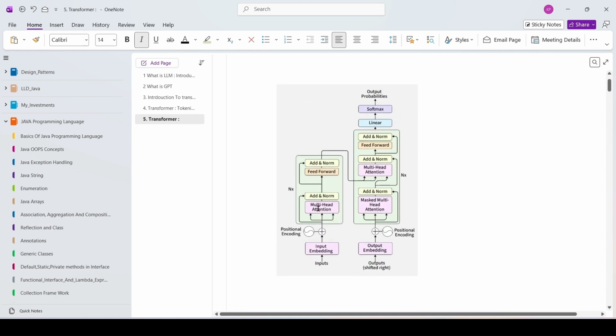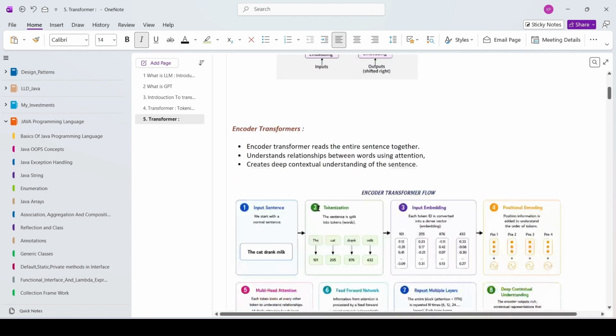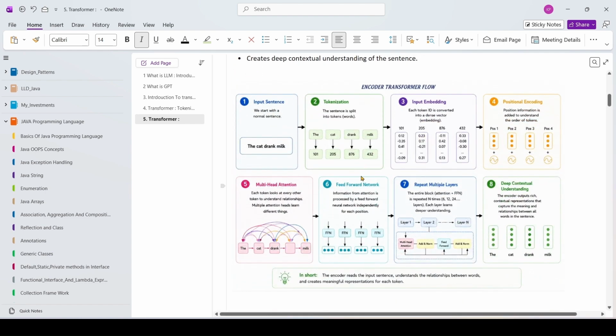In the case of an encoder transformer, the same sentence will go through multiple iterations or multiple layers. Within each layer, the understanding of the sentence, the understanding of the words, and the relationship between the words will become clearer to the transformer. Once all the steps are done, the encoder transformer flow now completely understands the context of the sentence, and it will generate the contextual representation, which we call the context of the sentence.